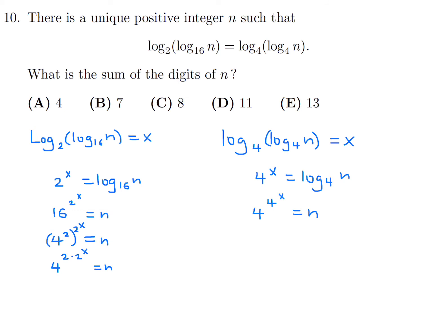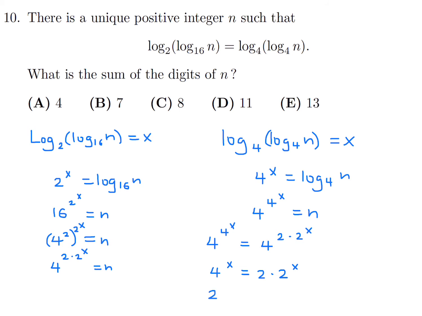And I think we're ready to make a comparison here, because we've got n in terms of 4 to the power of something there, and we have n in terms of 4 to the power of something there. So that means that 4 to the power of 4 to the power of x is equal to 4 to the power of 2 times 2 to the power of x. Bases are the same, so the exponents must be the same. So 4 to the power of x is equal to 2 times 2 to the power of x.